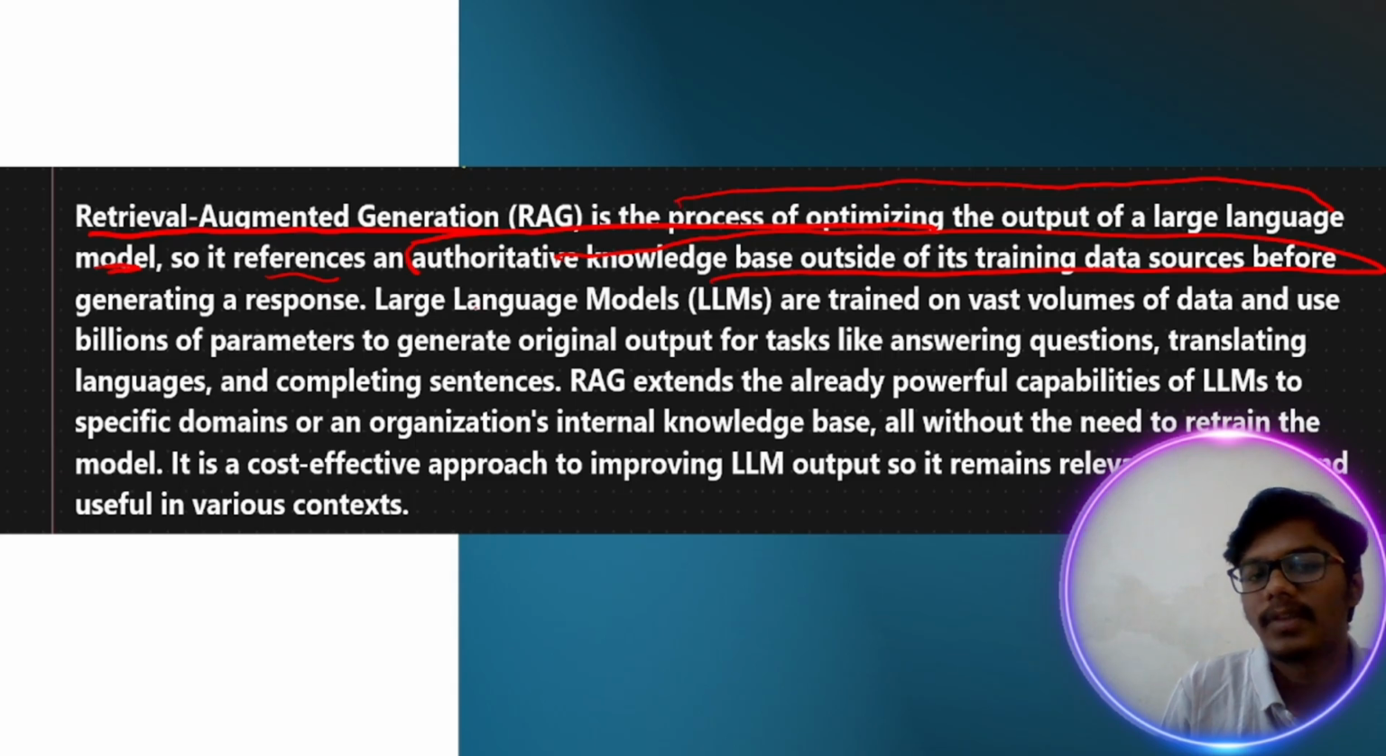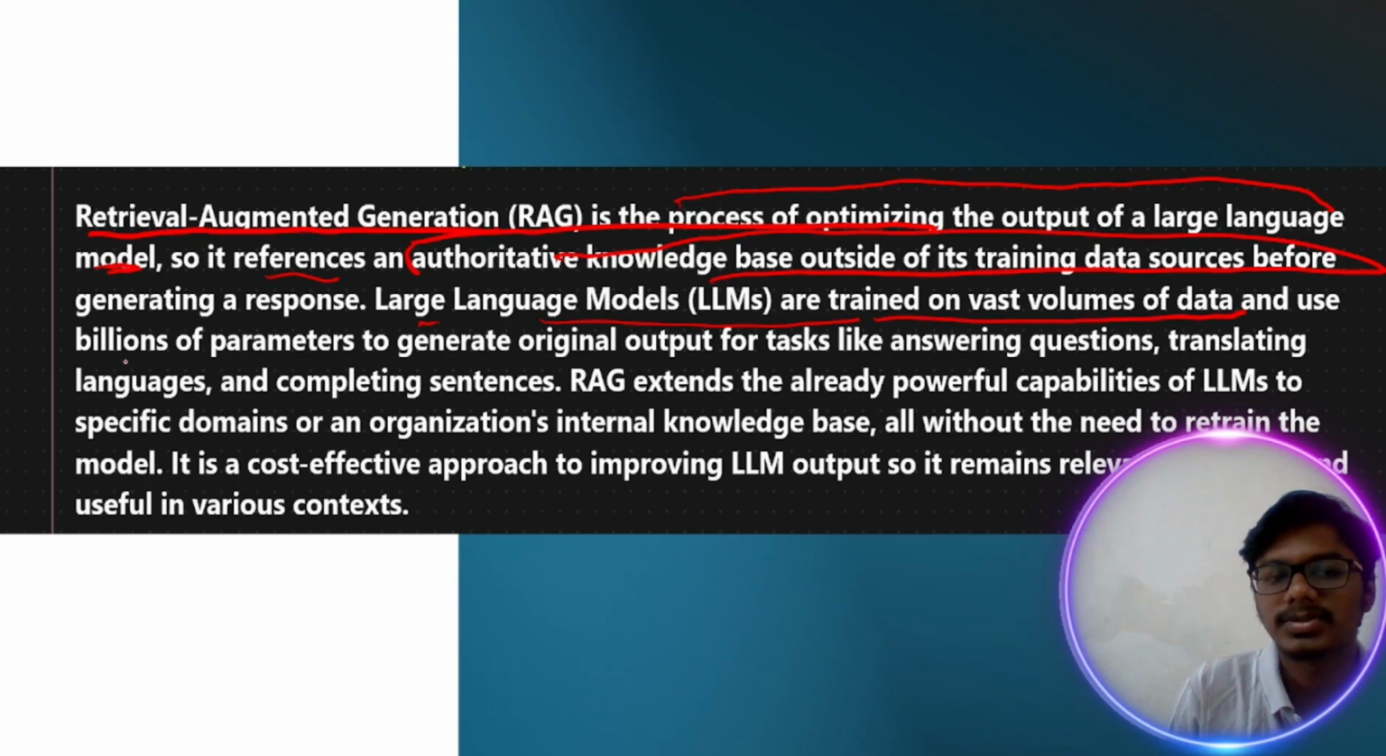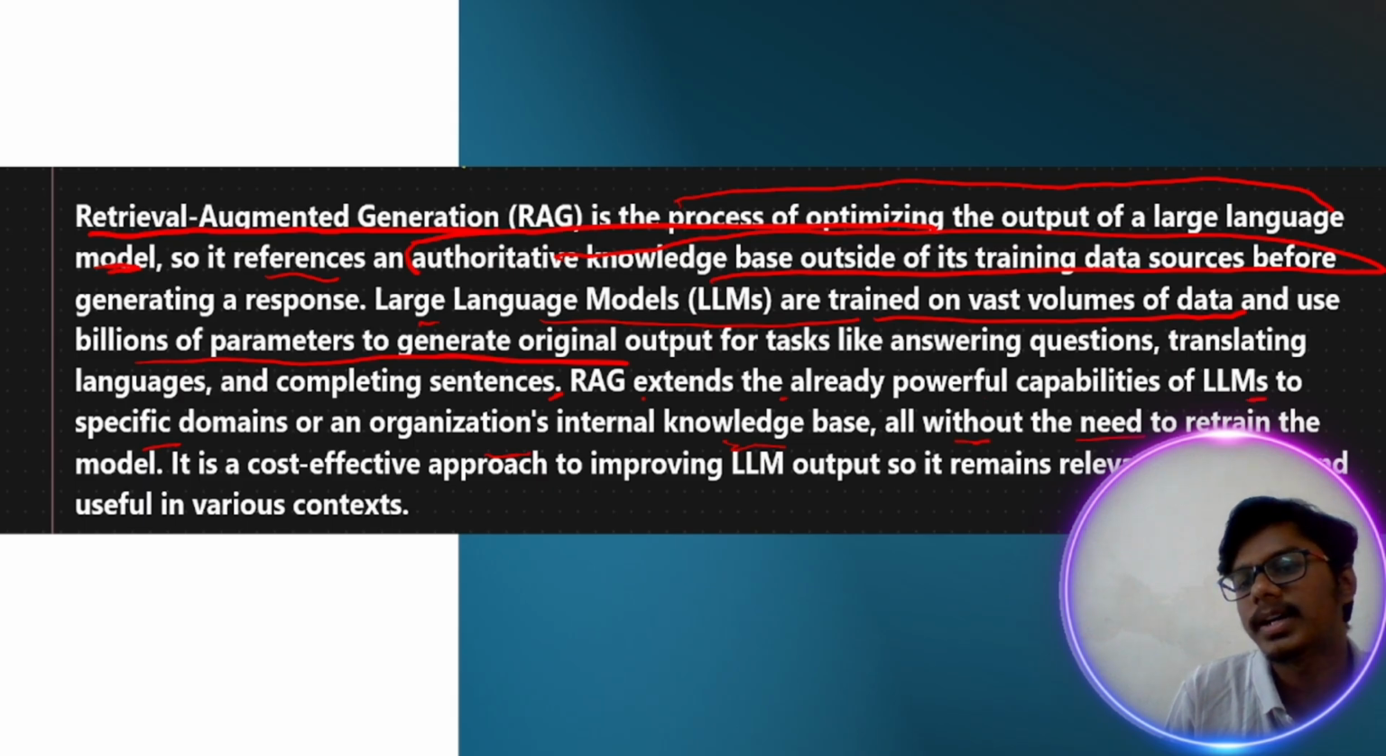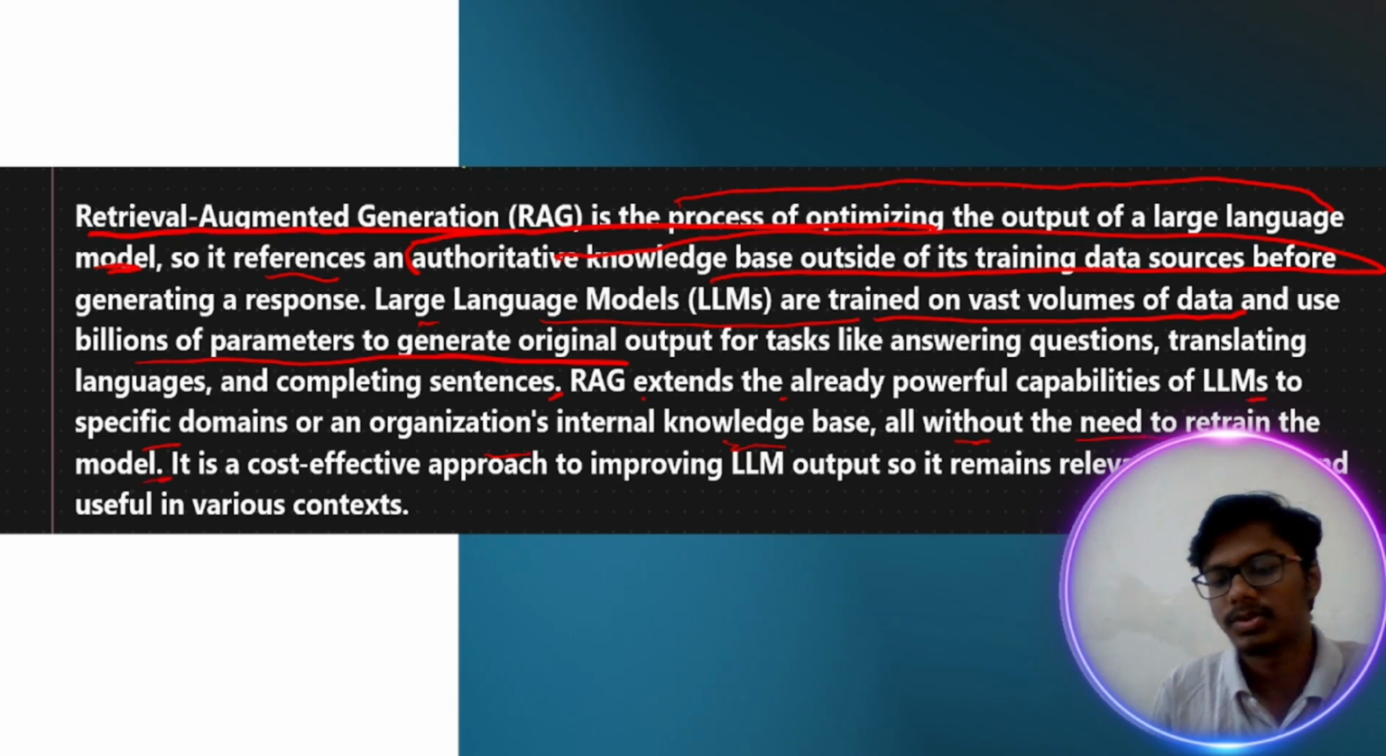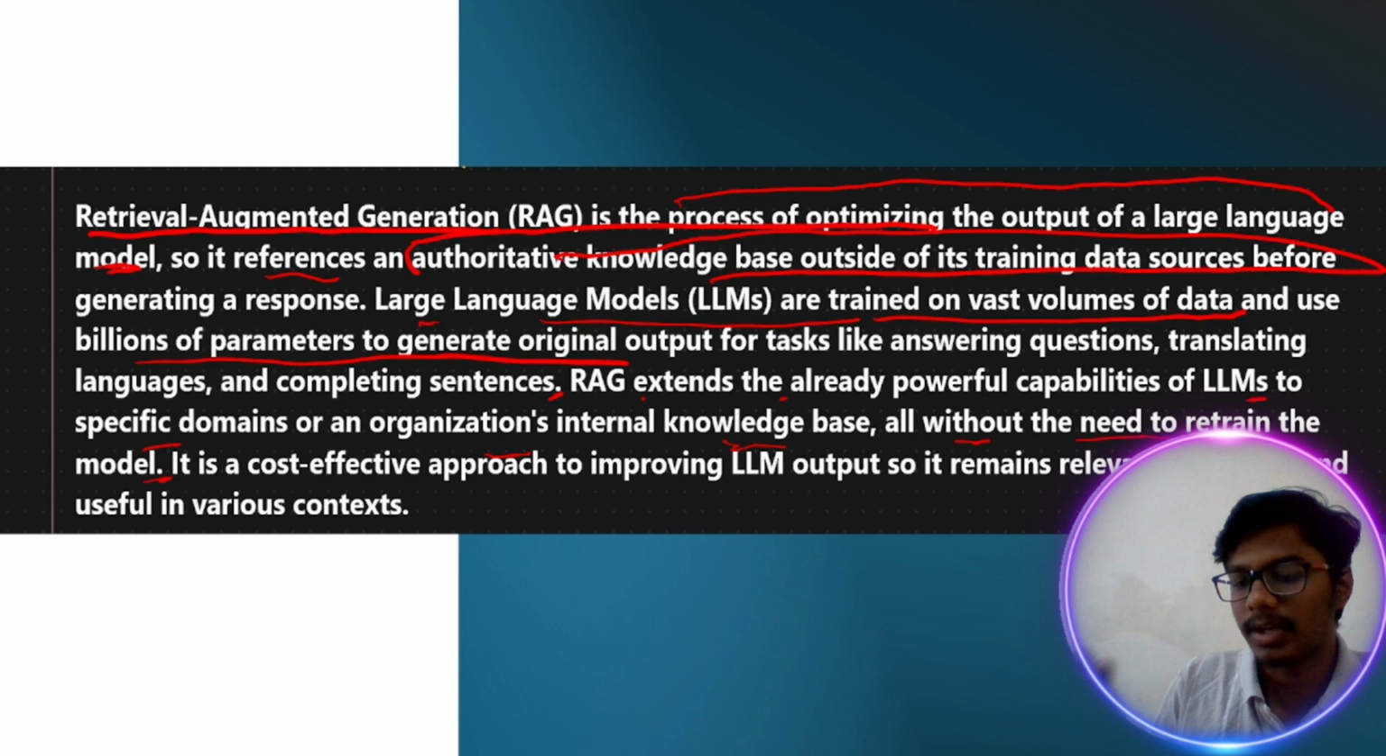Now, we have discussed what a large language model is. Large language models are trained on vast volumes of data and use billions of parameters to generate output for tasks like answering questions, translating, and completing sentences. RAG extends the already powerful capabilities of LLMs to specific domains or an organization's internal knowledge base, all without the need to retrain the model. So let me explain all those things now.